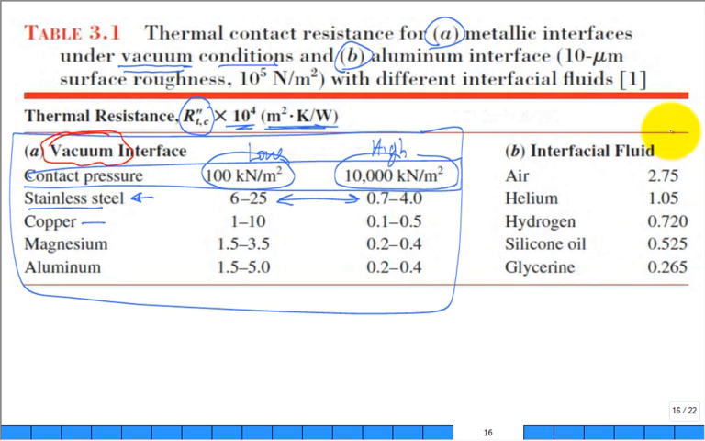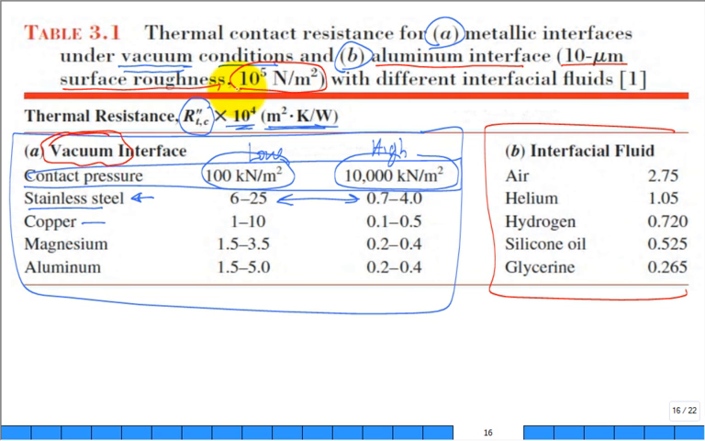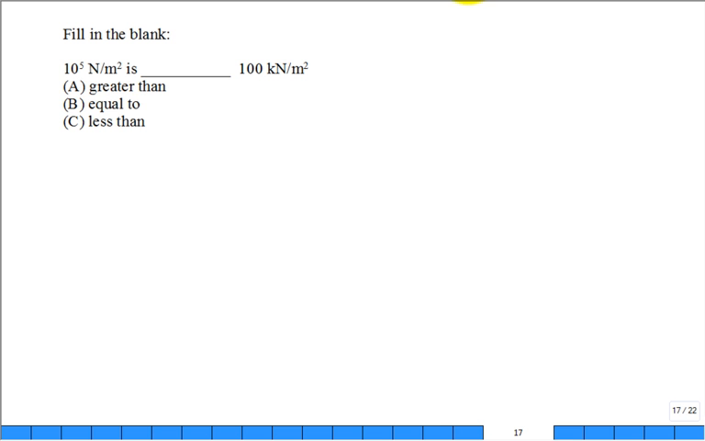Now let's take a look over here. This is B. Let's continue to read. So they just have aluminum. They say it's 10 micron surface roughness, and they give this pressure right here. That's that contact pressure. You ready for a clicker question? I'm looking at this pressure right here, and I want to compare it to these two pressures. So I ask this clicker question, and you only get 20 seconds. Fill in the blank. The 10 to the 5th newtons per meter squared is greater than, equal to, or less than 100 kilonewtons per meter squared. What is it?